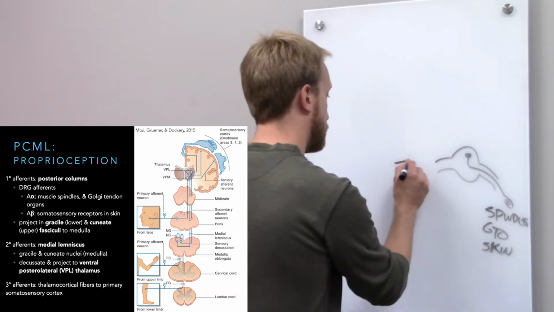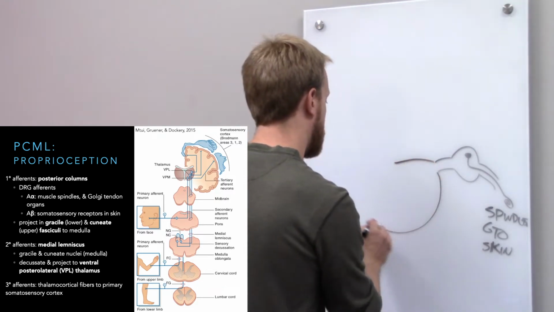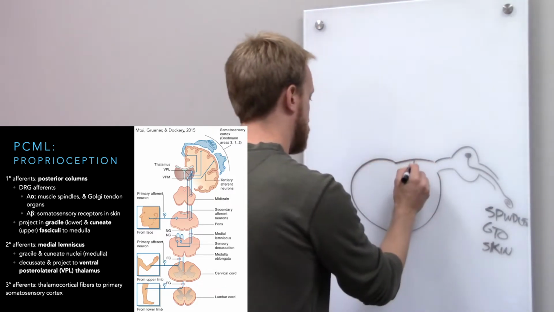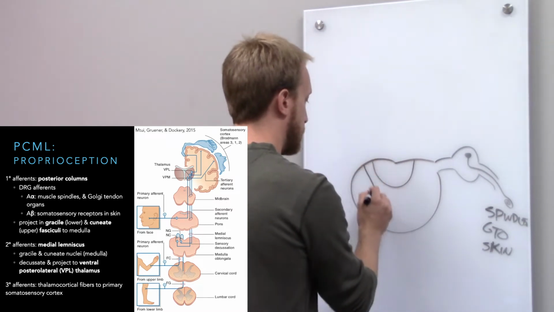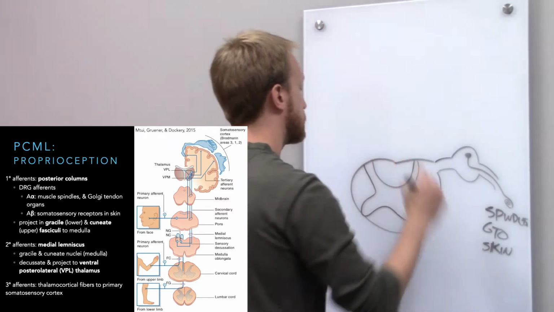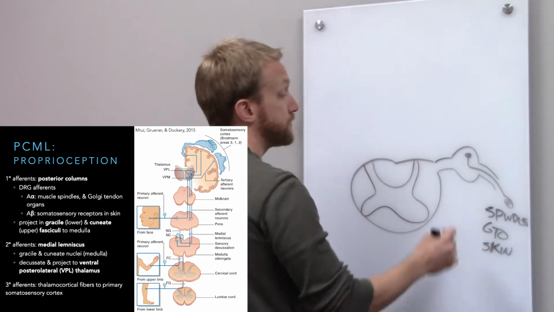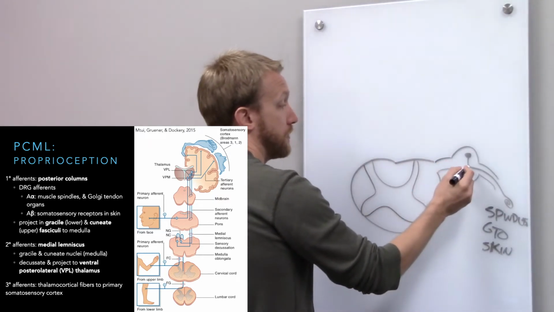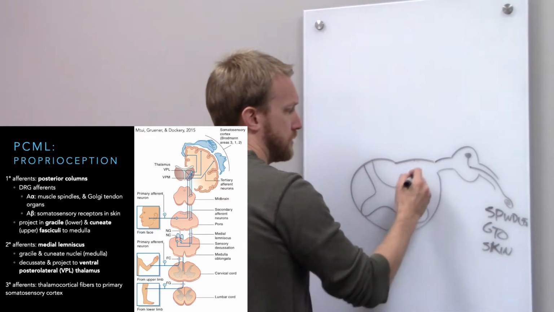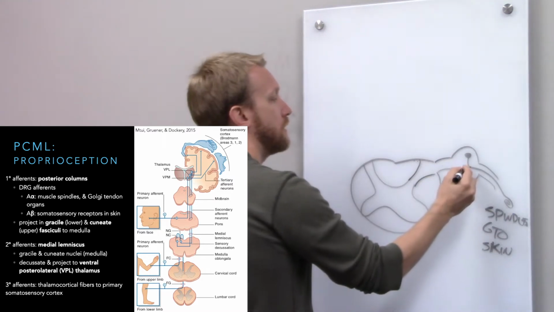Alright, let's see if I can do this post hoc here. Posterior columns in the back. Get a couple of horns here. Alrighty, so the horn should kind of line up.